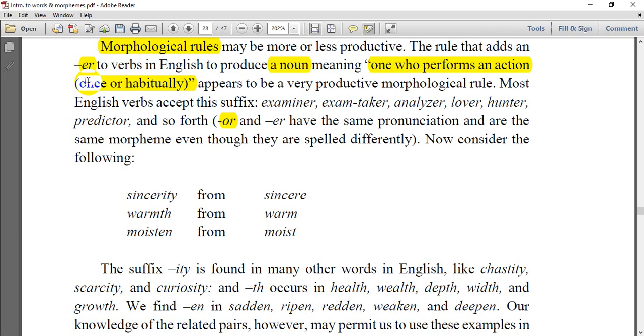Teach, teacher, play, player, predict, predictor. These are to derive from verbs a noun. These nouns mean one who performs an action once or habitually. -or and -er have the same pronunciation and are the same morpheme even though they are spelled differently.